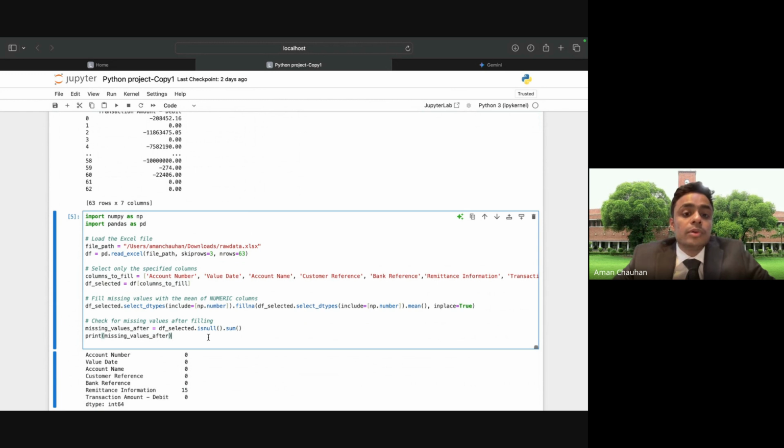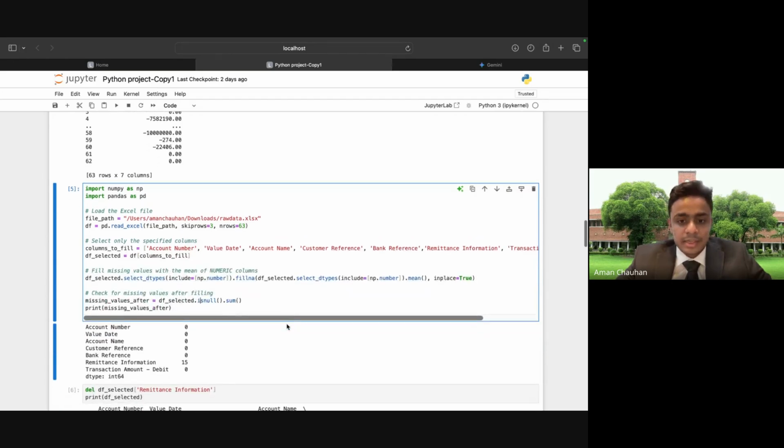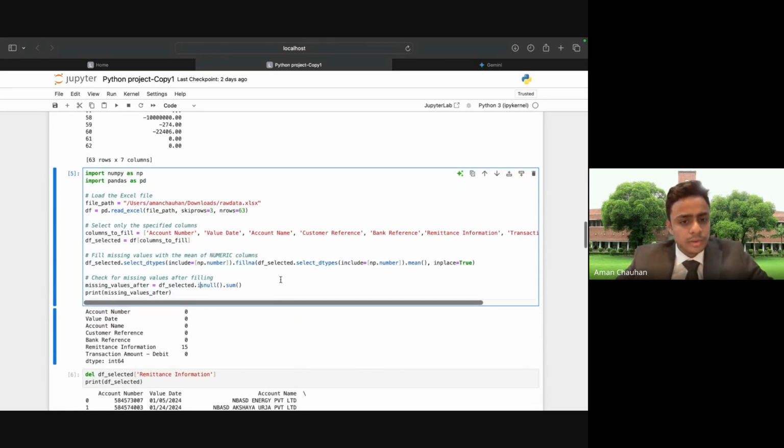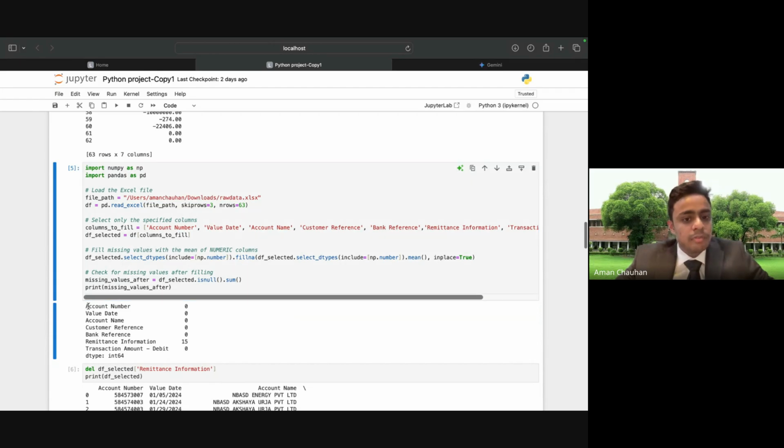But how do you do that with the help of Python code? I again went to Gemini, tested it in complete format with the given framework, and I have complete code again. And after copy pasting it and running the code, you can see account number, null values, null values, but remittance information has 15 null values. That means that 15 values in that particular column are missing.